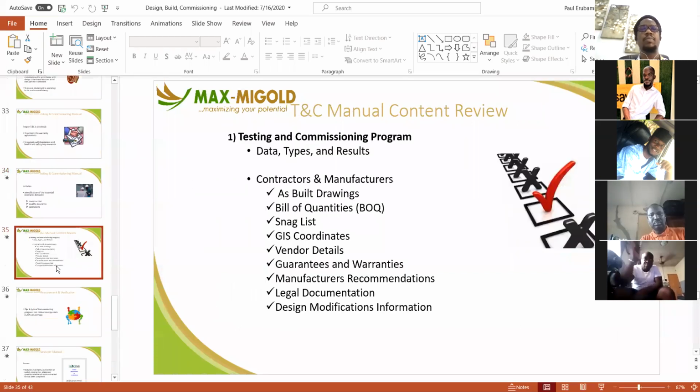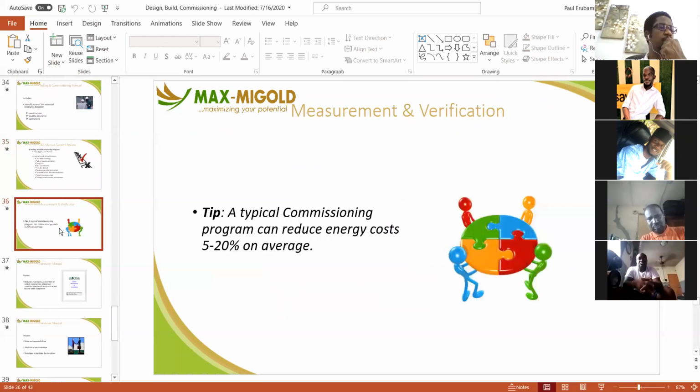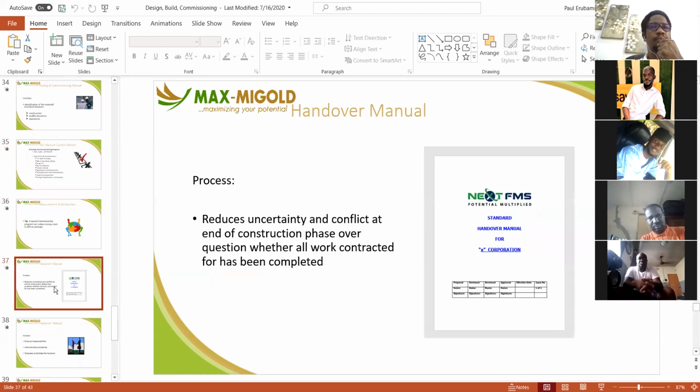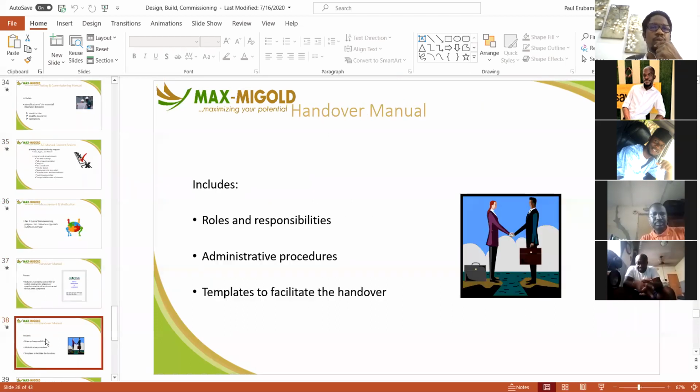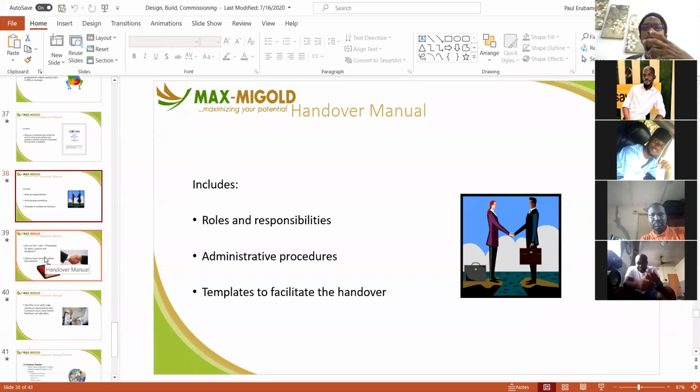So you ensure that all of those results from testing are recorded, as-built drawings are produced, as-built bills of quantities are produced, snag lists of all defects at the end of construction are compiled, GIS coordinates, vendor details, guarantees and warranties, manufacturer recommendations, and so on and so forth. These are things that the testing and commissioning process helps to extract from the construction process. And then you get to the handover, okay? So how is handover supposed to take place?